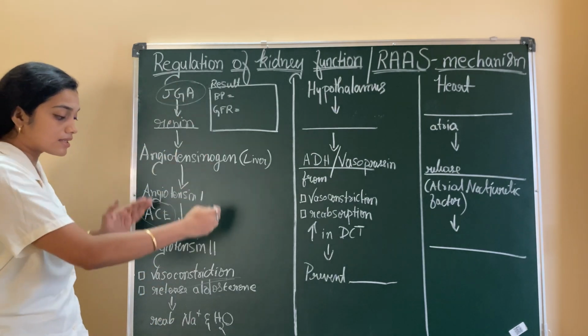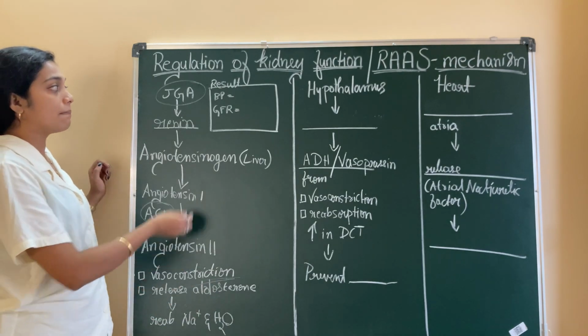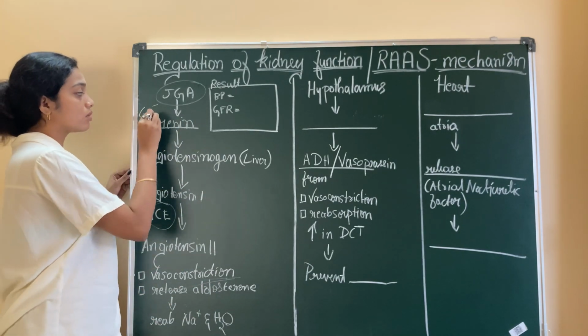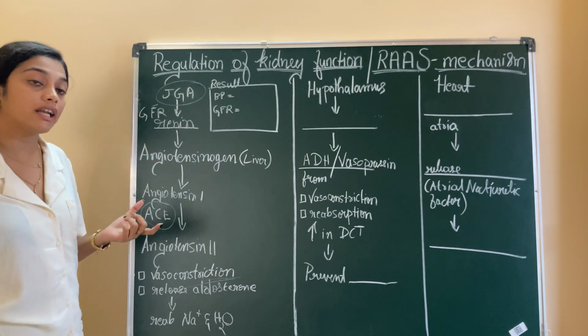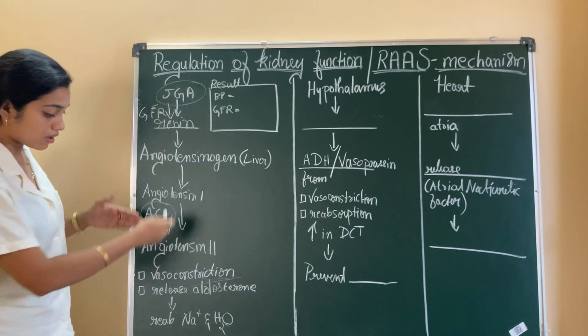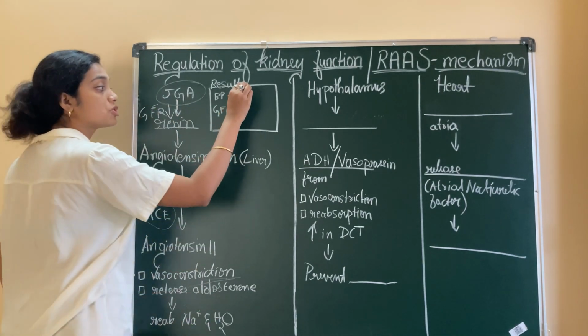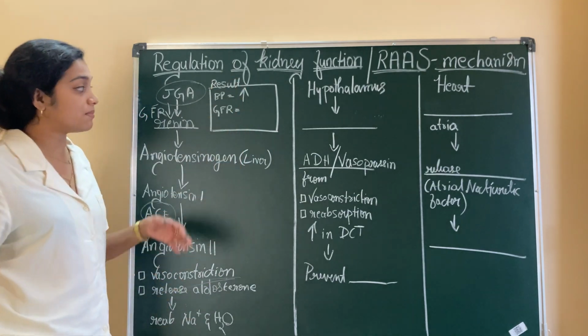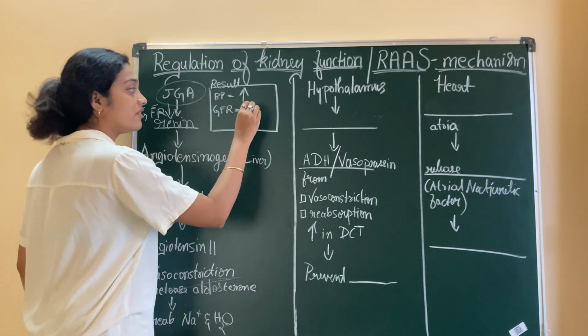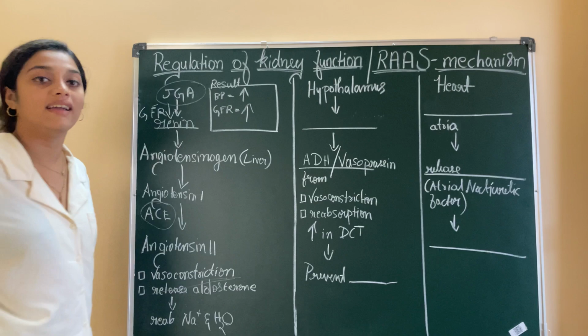So as these mechanisms undergo, what will happen? Here, the GFR, glomerular filtration rate, was less. Now because of the vasoconstriction and reabsorption of sodium and water, the blood pressure will increase. As the blood pressure increases, glomerular filtration rate will also increase.